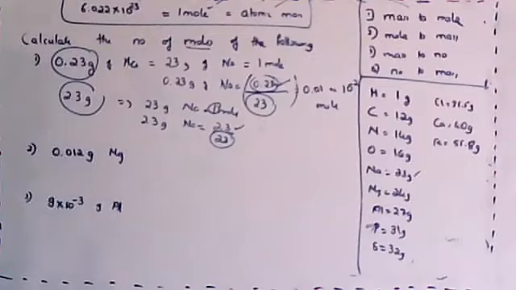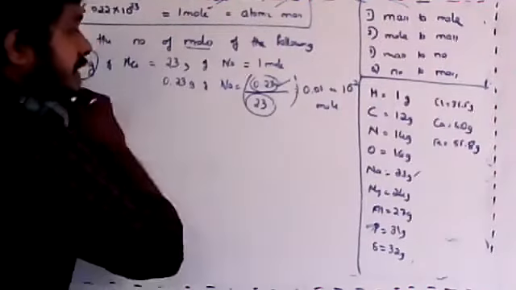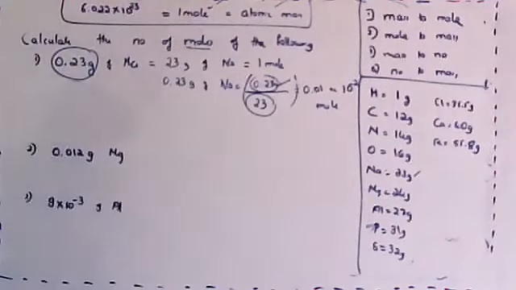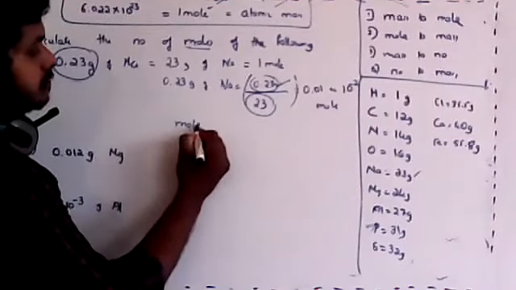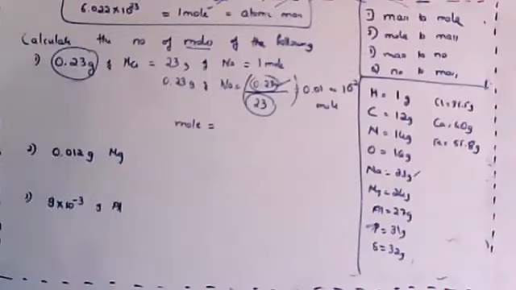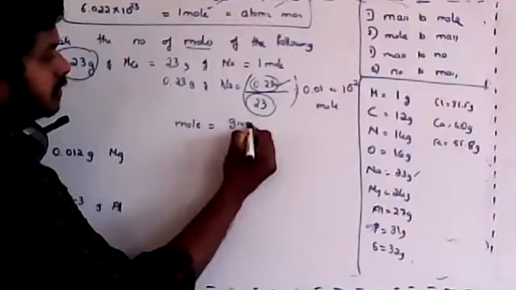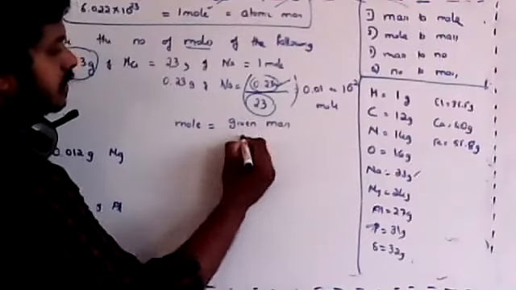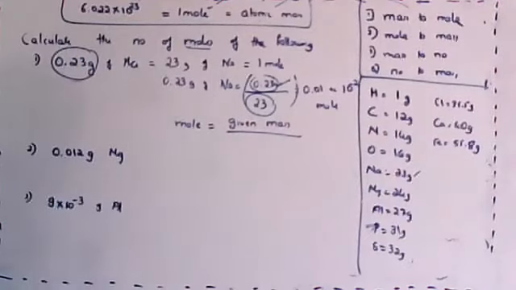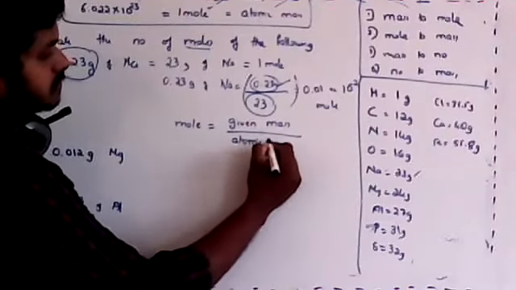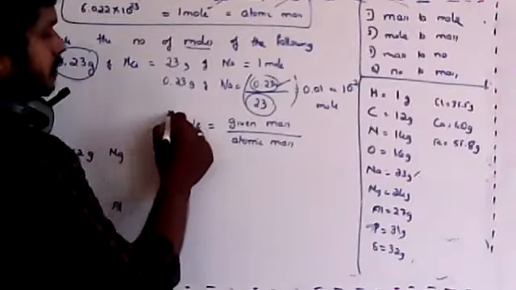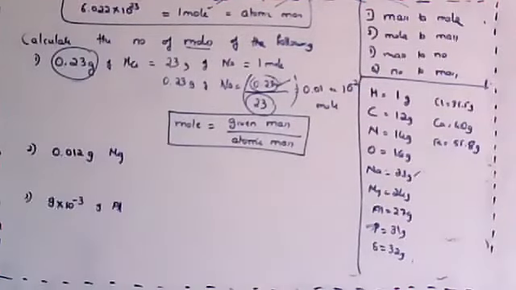So is there any simple way to find the number of moles from the given mass? Yes. What is that? Always remember, mole can be calculated from the given mass in this way: mole is equal to given mass divided by, yes, very good Namita, given mass divided by atomic mass. This is the formula that you can use for anything, to find the mole in a very quick way.